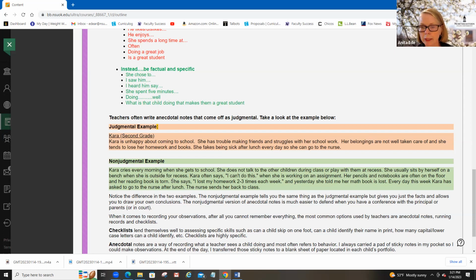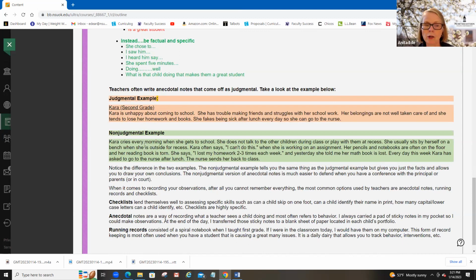Here's the non-judgmental rewrite on this. Kara cries every morning when she gets to school. That tells you something about being unhappy. She does not talk to the other children during class or play with them at recess. Again, that tells you more than she's got trouble making friends. Well, how do you know? You see what I'm talking about. So you can read these on your own and see the differences. Make sure that when you write your anecdotal notes on observations, that they are factual observations and non-judgmental observations.